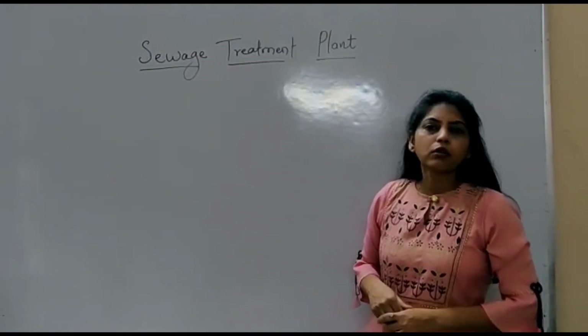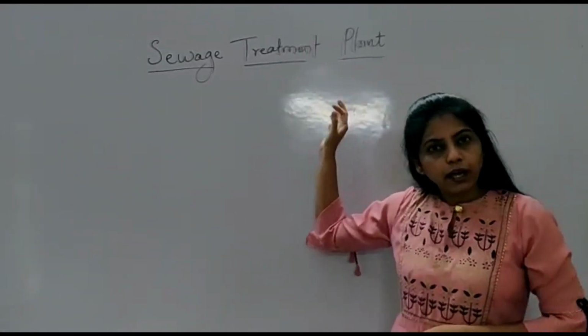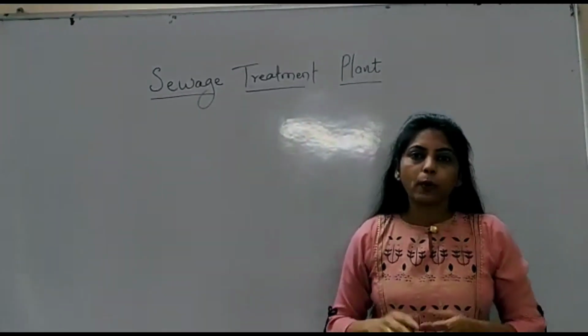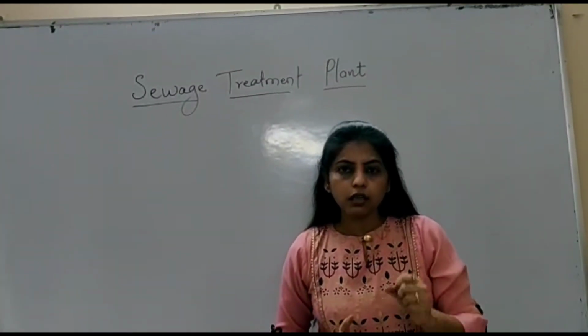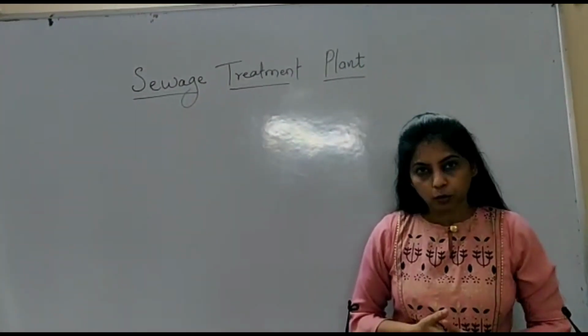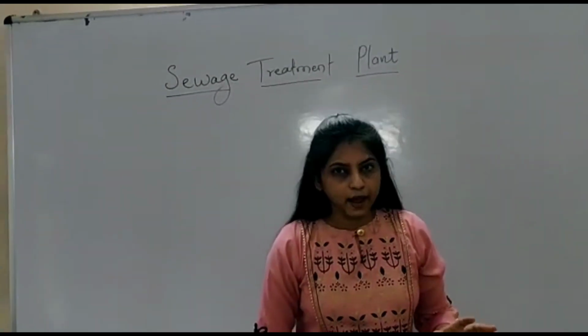Today's video is about how to make a simple model of a sewage treatment plant. Now you know that a sewage treatment plant is a place where sewage water is treated and the comparatively clearer water is poured or discharged into the water bodies. Basically, the plant consists of four kinds of tanks.